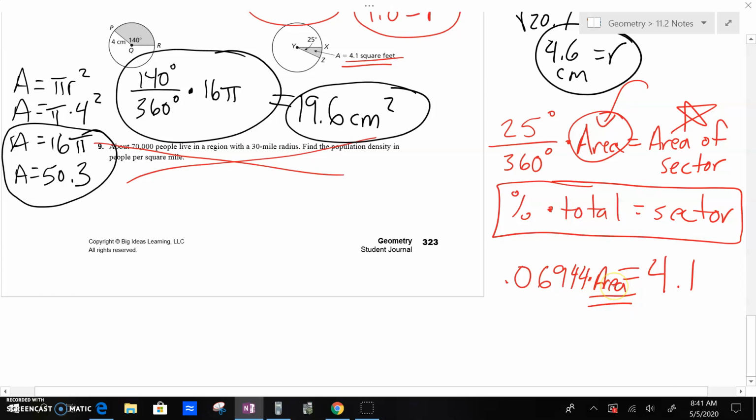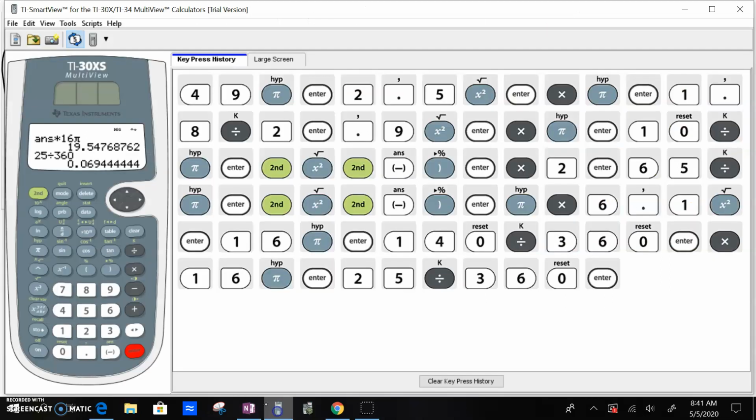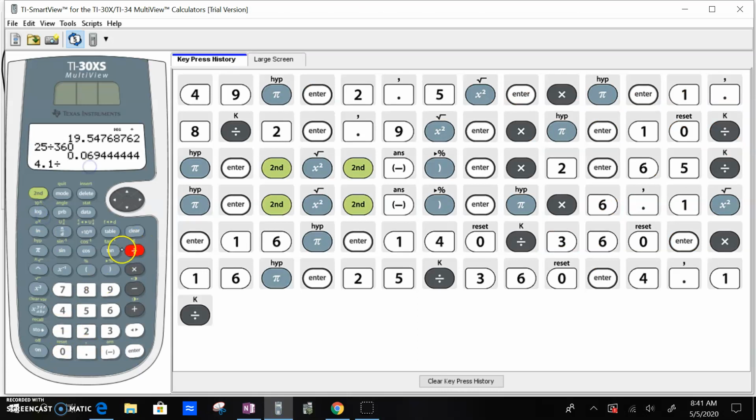We want that. So to get that all by itself, we have to divide 4.1 by that decimal. So I'm going to divide both sides by the 0.069444. And I'm going to do that over here too. So again, it feels different. It is different. It's a harder problem to solve. We're going to take our sector and we're going to divide it by that decimal. And again, instead of having to type that whole thing in, I really would encourage you to use this answer option that all calculators have. And then you don't have to retype anything. And it will just immediately chip out an answer for you.